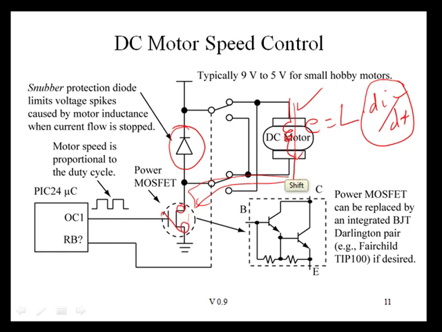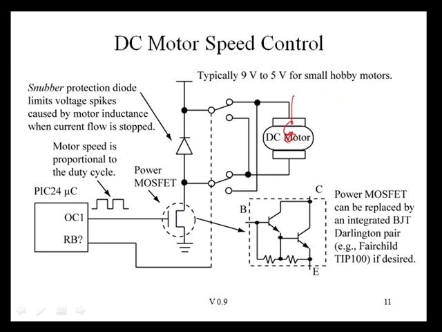So how can we avoid this? Well, we need somewhere for this current to flow when this switch becomes open. By having a diode here, we provide a path for the current to flow through this diode and back into the motor, and it will dissipate itself this way and snub that voltage spike that would ordinarily occur.